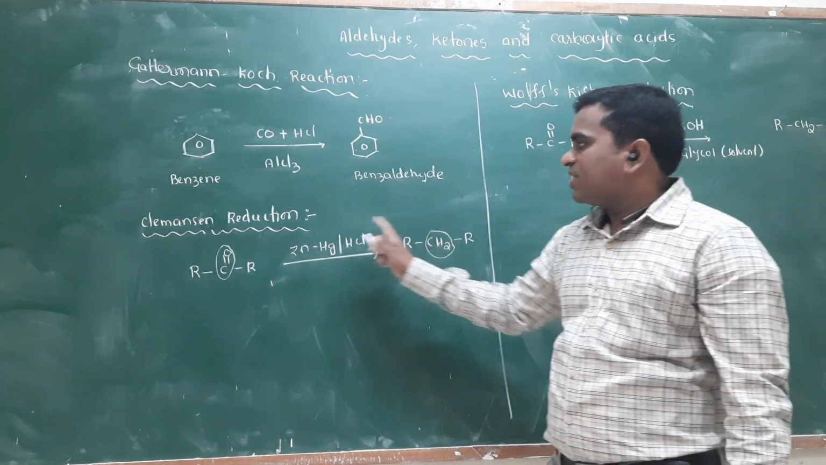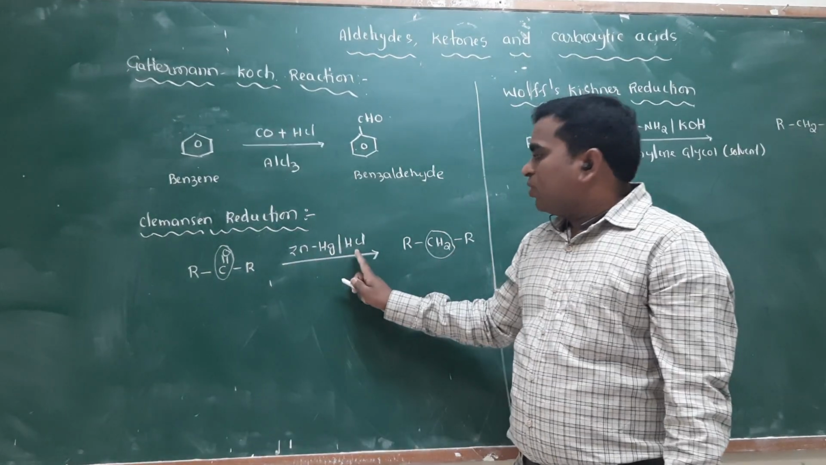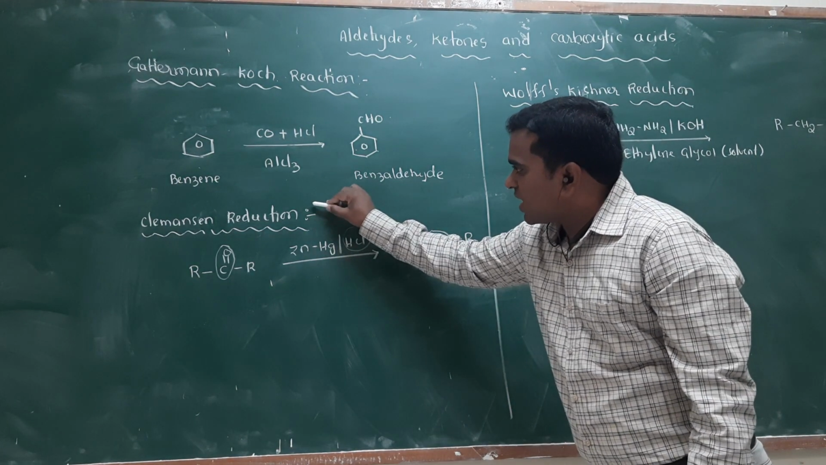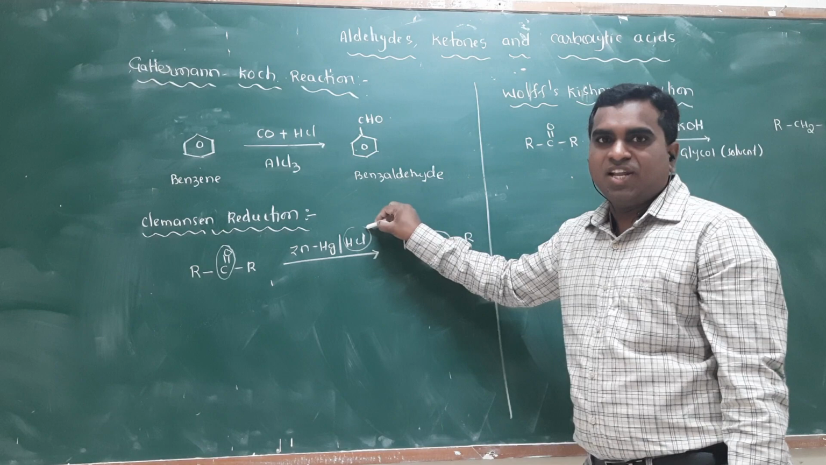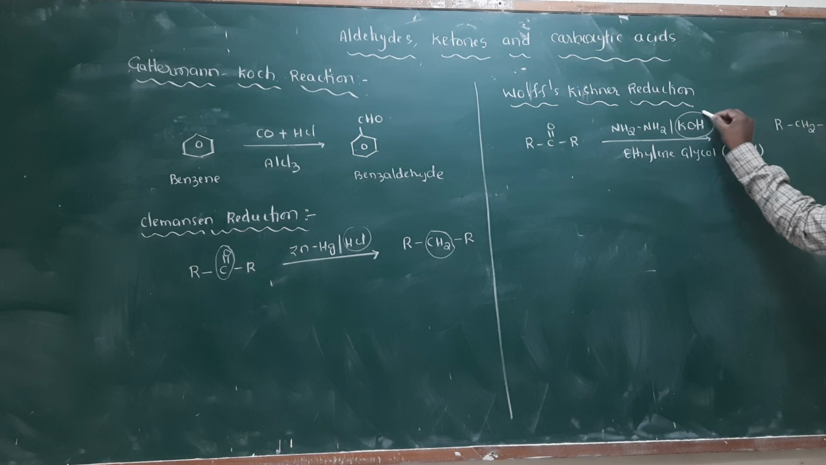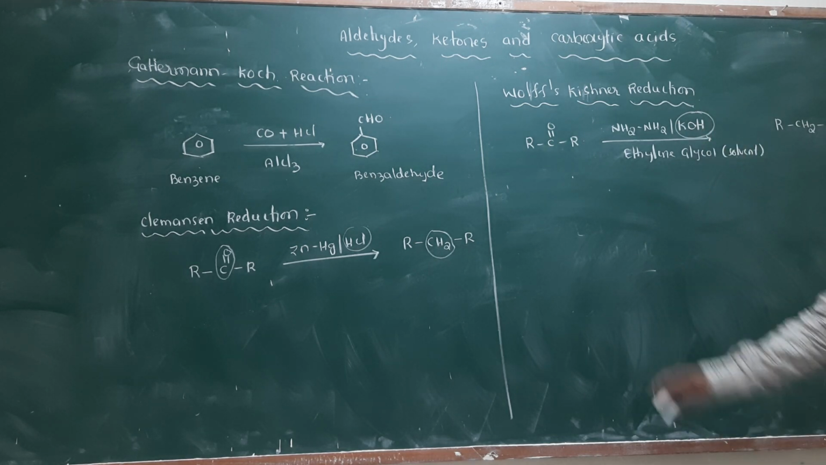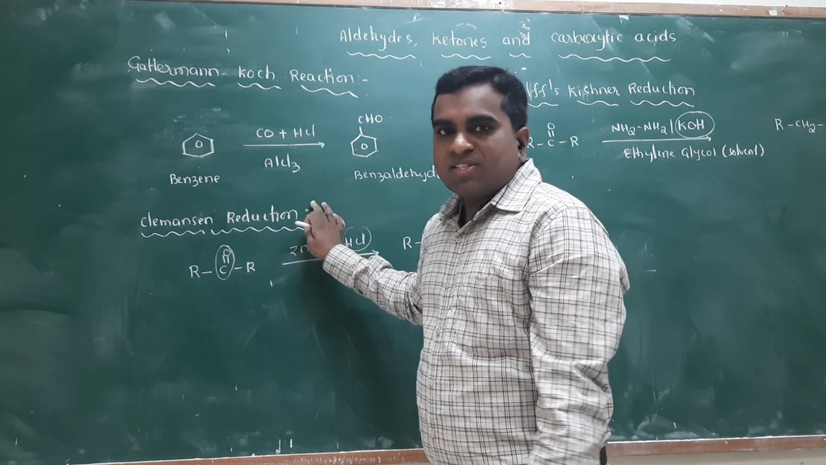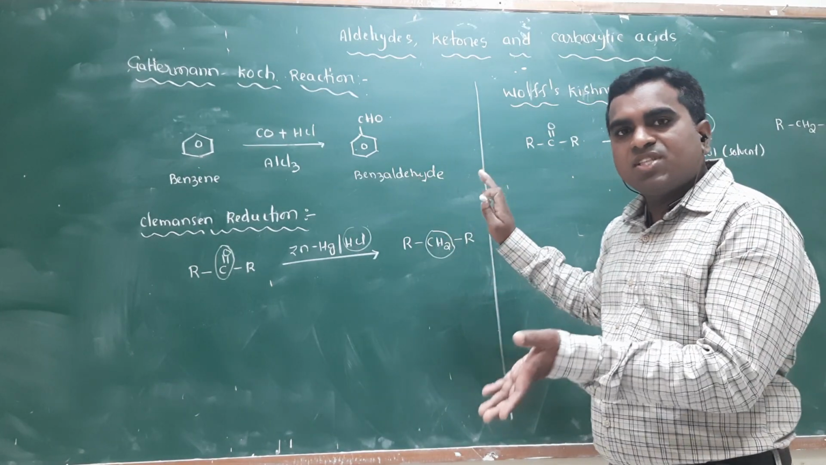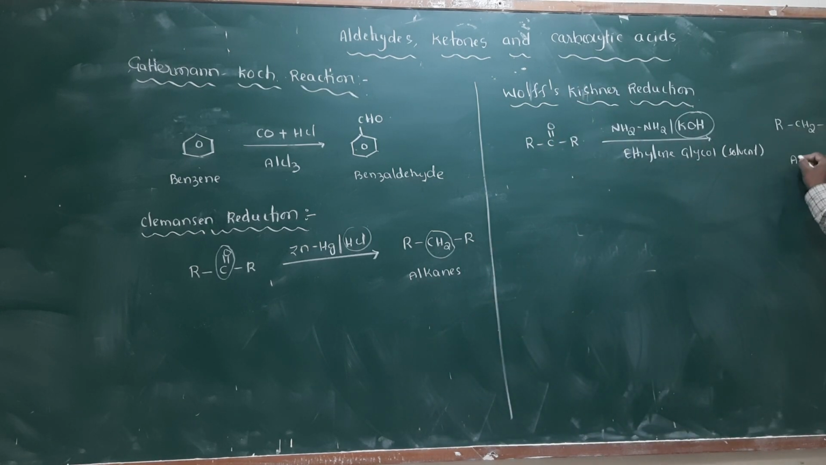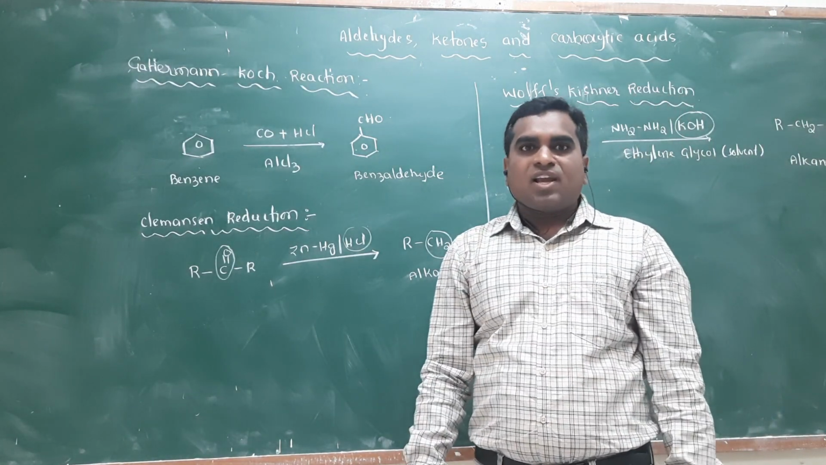But what is the difference? The difference is, Clemmensen reduction is used in presence of which one here? Concentrated HCl. It means acidic medium. Clemmensen reduction is performed in the presence of acidic medium, but Wolff-Kishner reduction is performed in presence of basic medium. That is the difference. Right? This is the Wolff-Kishner reduction, and this is the Clemmensen reduction. Both give the same products. Here also alkanes, and here also alkanes. These are the Wolff-Kishner reduction and the Clemmensen reduction.